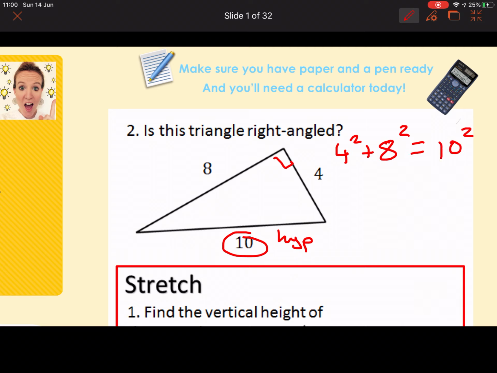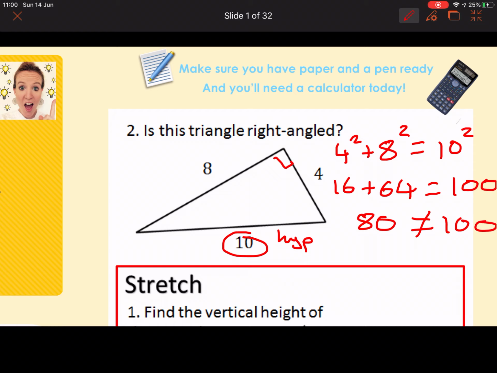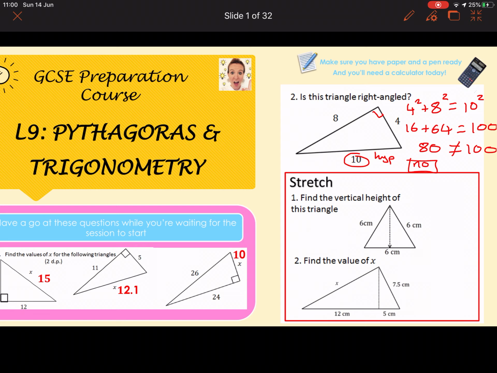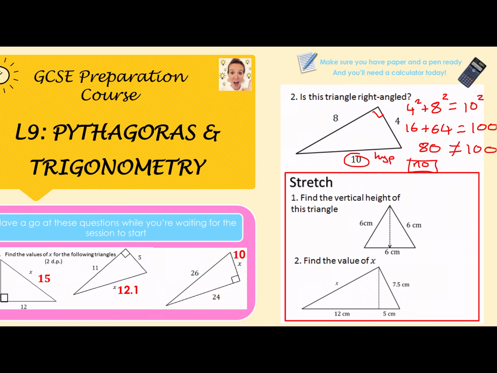So let's just check that. 16 plus 64, do we get 100? 16 plus 64 gives us 80, and 80 does not equal 100, so it is not right-angled, that triangle. Okay, so you're just applying Pythagoras' theorem, because if it was a right-angled triangle, Pythagoras' theorem would work. All right. I'm going to give myself a bit more room to do these stretch questions, so we're going to do them on the next page.